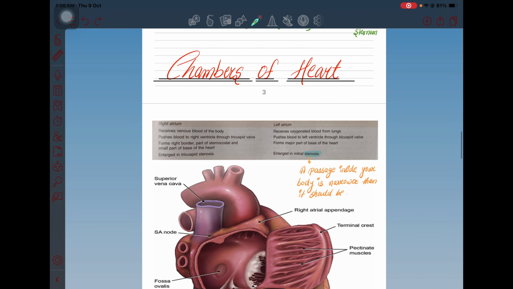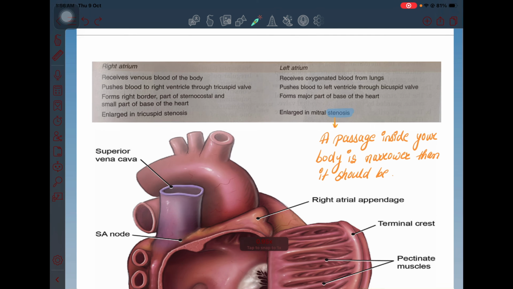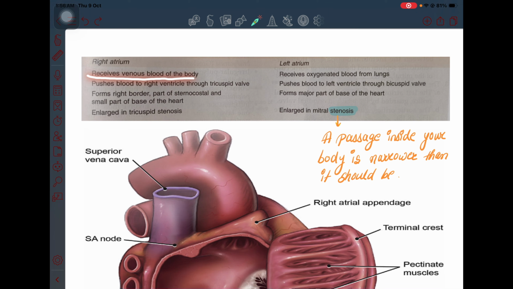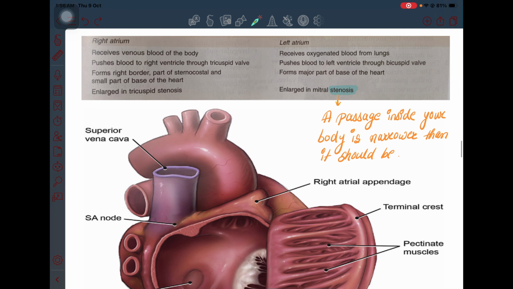Next, the topic is the chambers of the heart. We know there are 4 chambers of the heart. First, we will take a close look at the right atrium and left atrium. The right atrium receives venous blood of the body, whereas the left atrium receives oxygenated blood from the lungs. The right atrium pushes blood to the right ventricle through the tricuspid valve, whereas the left atrium pushes blood to the left ventricle through the bicuspid valve. The right atrium forms the right border, a part of the sternocostal surface, and a small part of the base of the heart, whereas the left atrium forms a major part of the base of the heart.